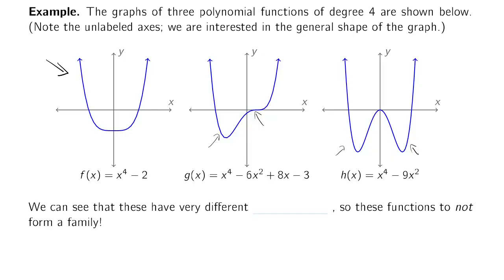And so no amount of just stretching or shrinking or moving around is going to transform one of these into the other. These have very different shapes. These functions do not form a family. Degree 4 polynomials, we cannot transform one to the other just by composing it with linear stuff. We need to do more if we want to transform one degree 4 polynomial into another.